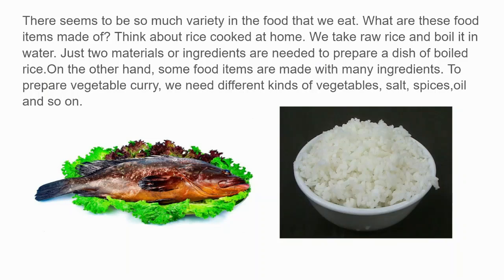Think about rice cooked at home. We take raw rice and boil it in water. Just 2 materials or ingredients are needed to prepare a dish of boiled rice. On the other hand, some food items are made with many ingredients. To prepare vegetable curry, we need different kinds of vegetables, salt, spices, oil and so on.